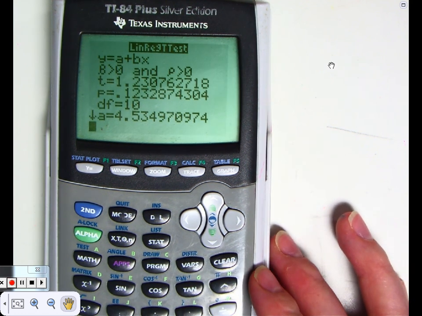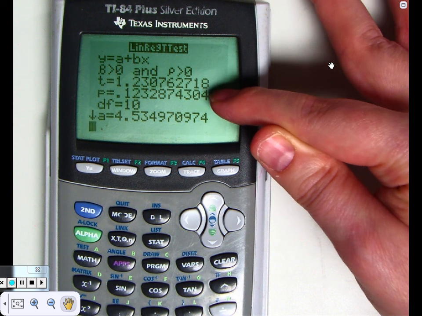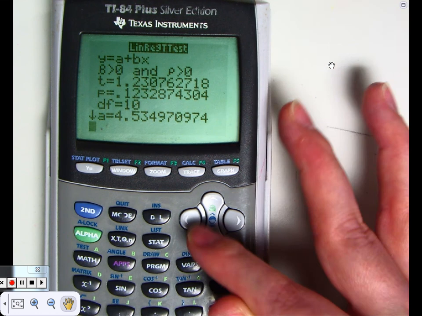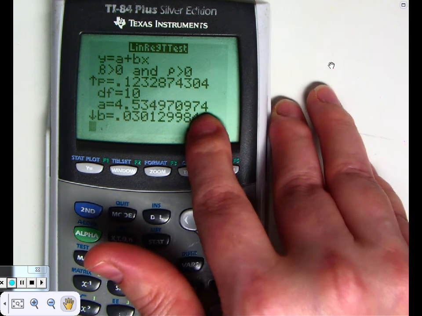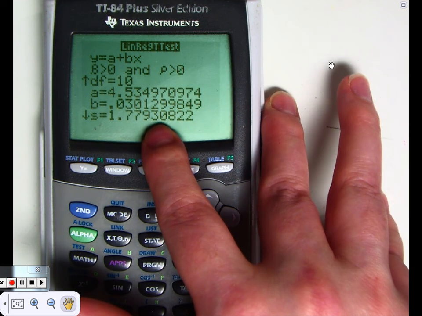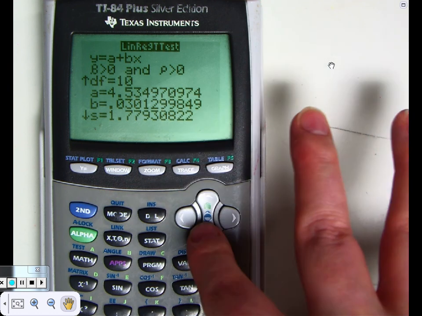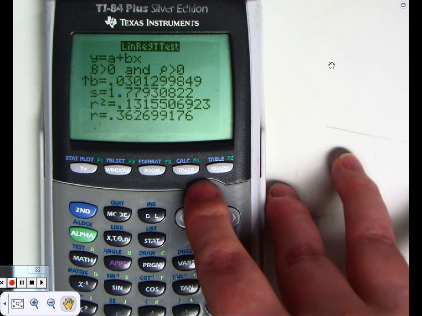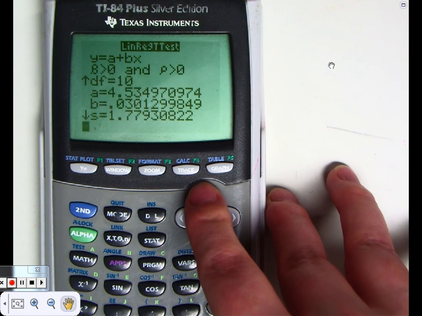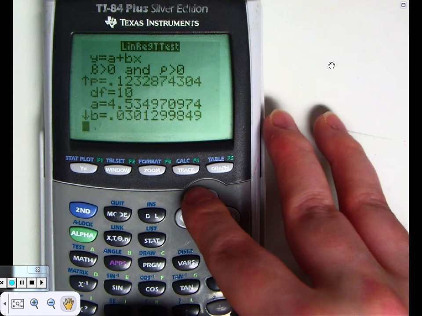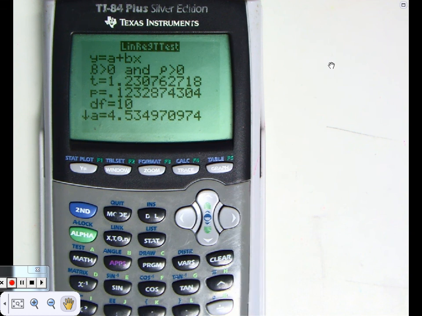And what's nice here is they give us that t-value, they give us the p-value for our test, for a greater than 0 test. They tell us the degrees of freedom. They give me the y-intercept, they give me the slope, they give me that s value. So now, using this test built in, we don't have to calculate s by hand anymore. It gives us r squared, it gives us r. So now when we want to calculate standard error, we've got the information we need. We don't have to calculate s by hand. It gives it to us. And that's pretty much it for this section.